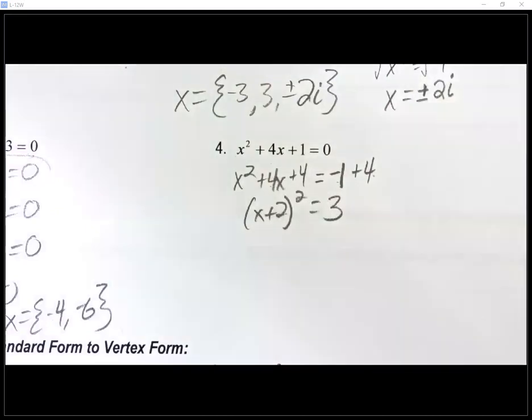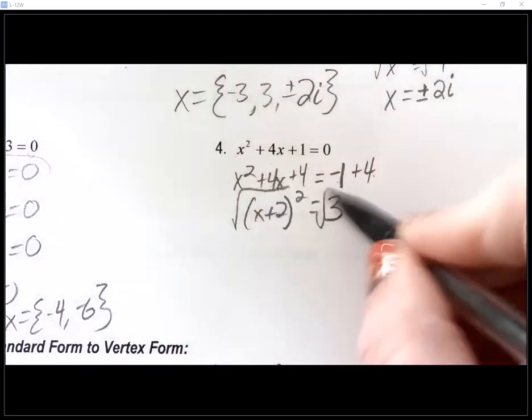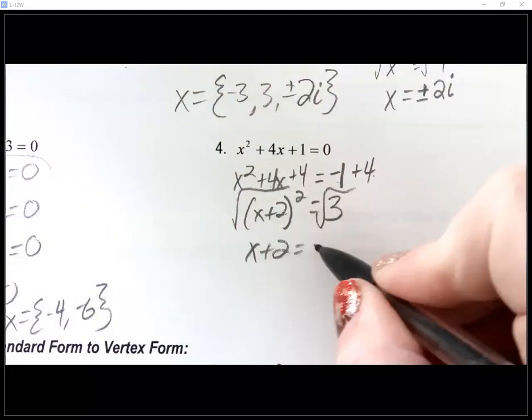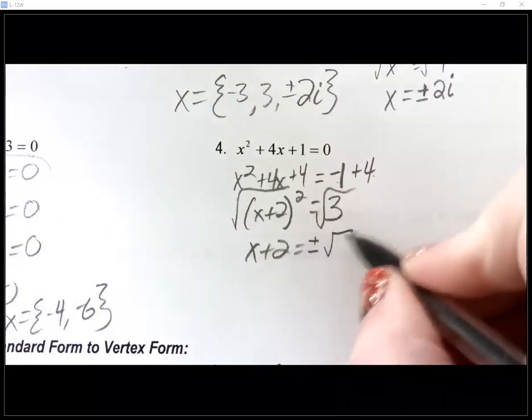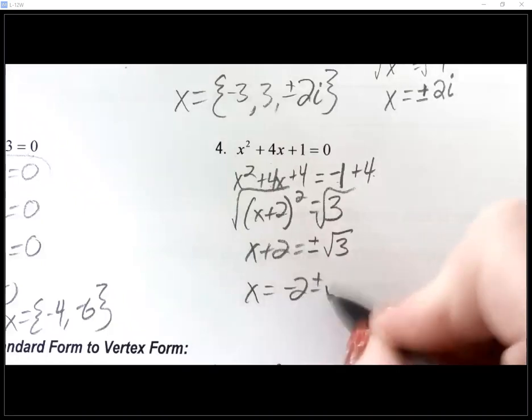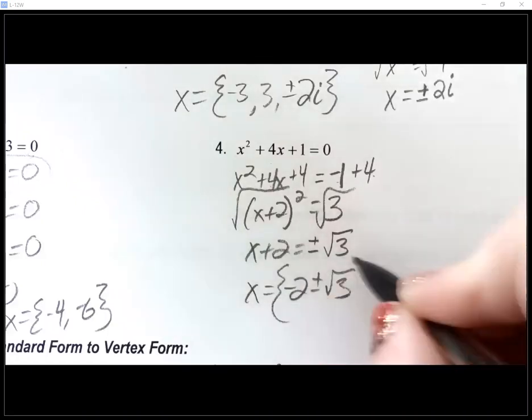And then I square root. Don't forget that the square root of 3 has 2 answers, right? It's plus and minus square root of 3. And then just minus that 2 over. Ta-da! There's my 2 answers. Done.